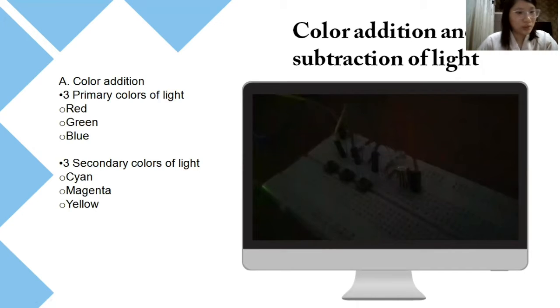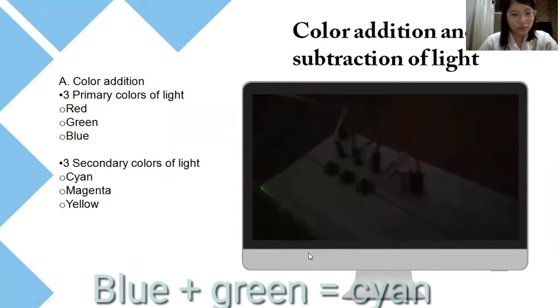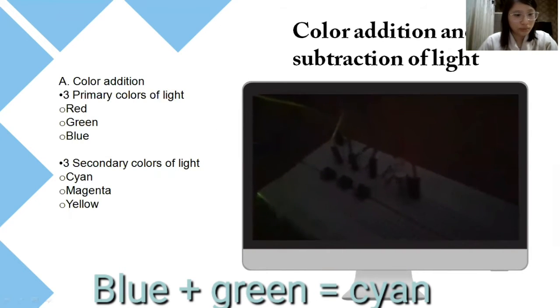Now I'll be talking about color addition and color subtraction. First is color addition. The primary colors of light are red, green, and blue. The secondary colors of light are cyan, magenta, and yellow. Take a look at this video. As you can see in this video that I'm showing you now, the secondary colors are colors that are formed from the addition of two primary colors.